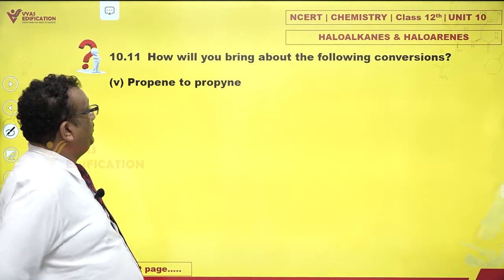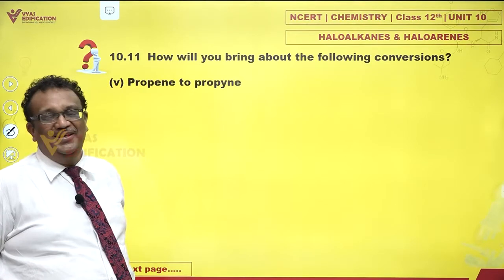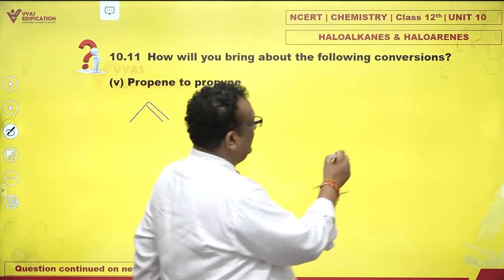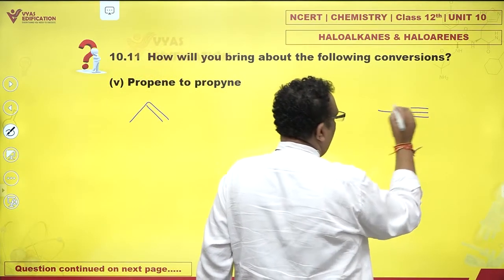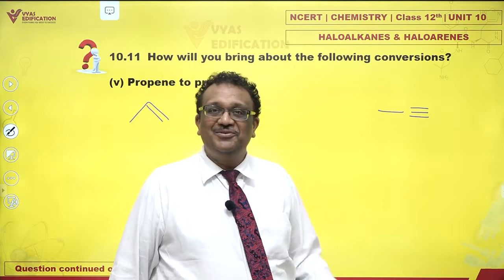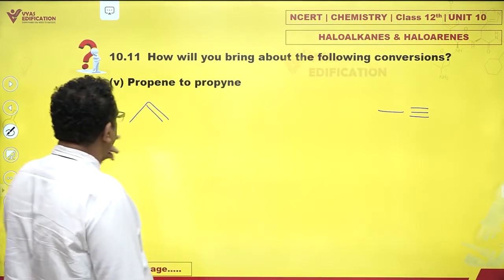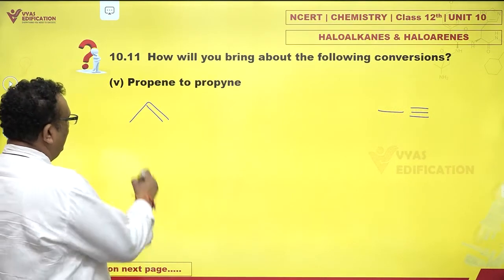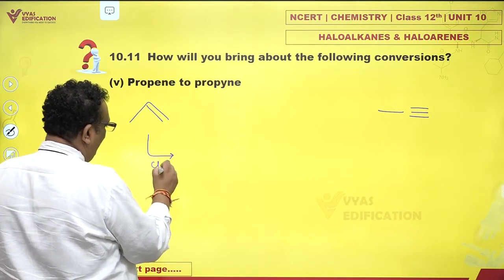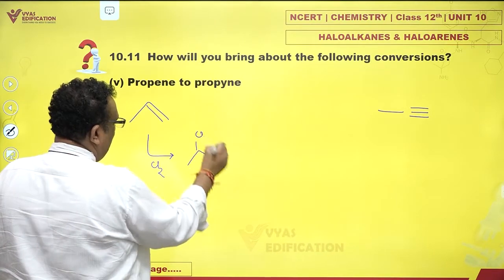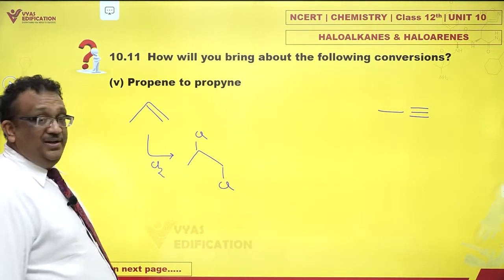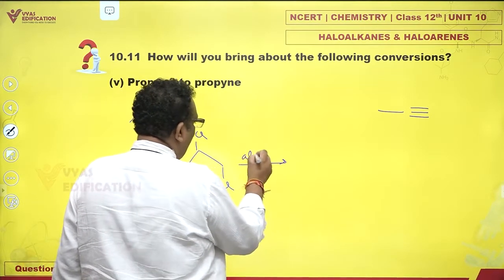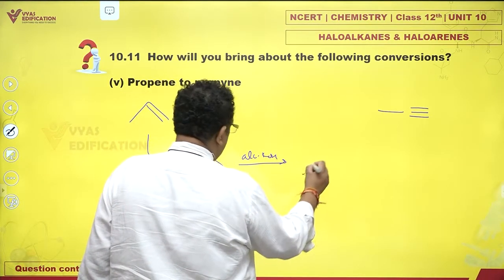And then it says propene to propyne. Now these are easy ones. This is propene and somebody says, I want propyne here. Well, you're welcome. How shall we proceed? Let's take a look. I believe we have to remove hydrogens. Then we should first add chlorine. Fine. Let's add it. And then use alcoholic KOH. So what do you get?